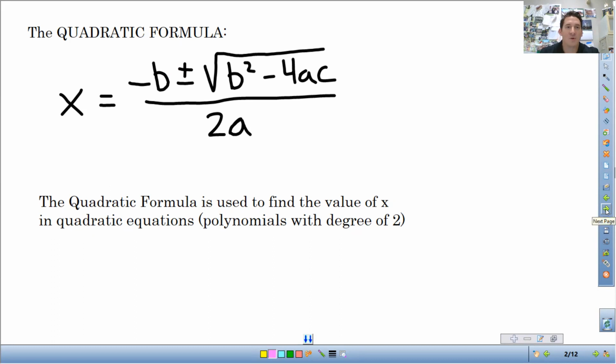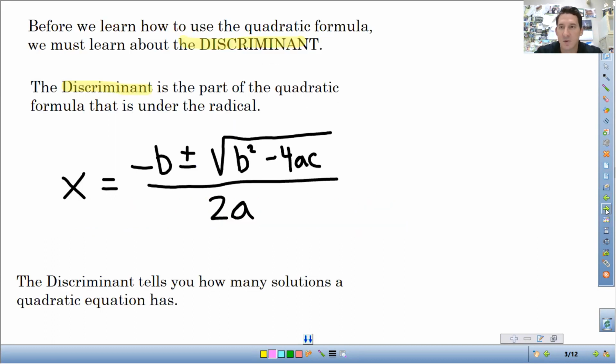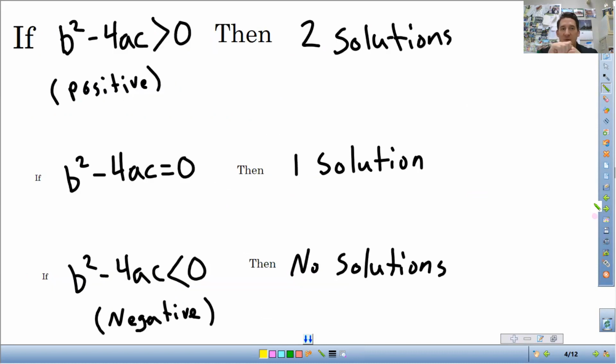What we're going to do today is start out with the discriminant. The discriminant is the part of the quadratic formula that is underneath the radical. So that is this part in here, b squared minus 4ac. The discriminant actually tells us how many solutions a quadratic equation has. The possibilities for the solutions are 2 solutions, 1 solution, or no real solutions.